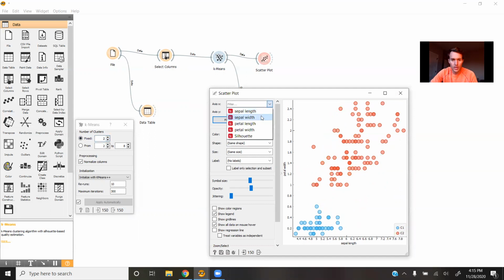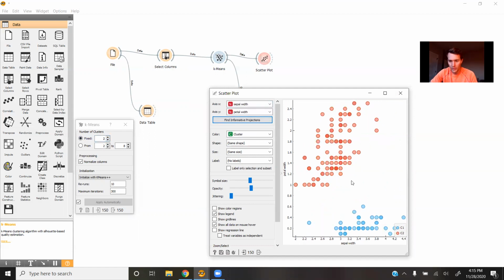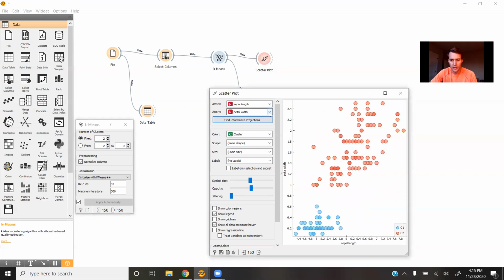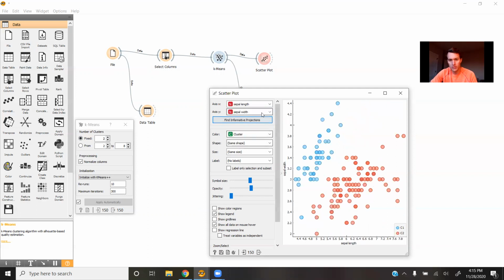If we went with sepal width and petal width, very good difference there. And that starts to cluster things, so make things a little more difficult to understand. Let's go sepal length and petal width and sepal length and sepal width. There we go. Okay.